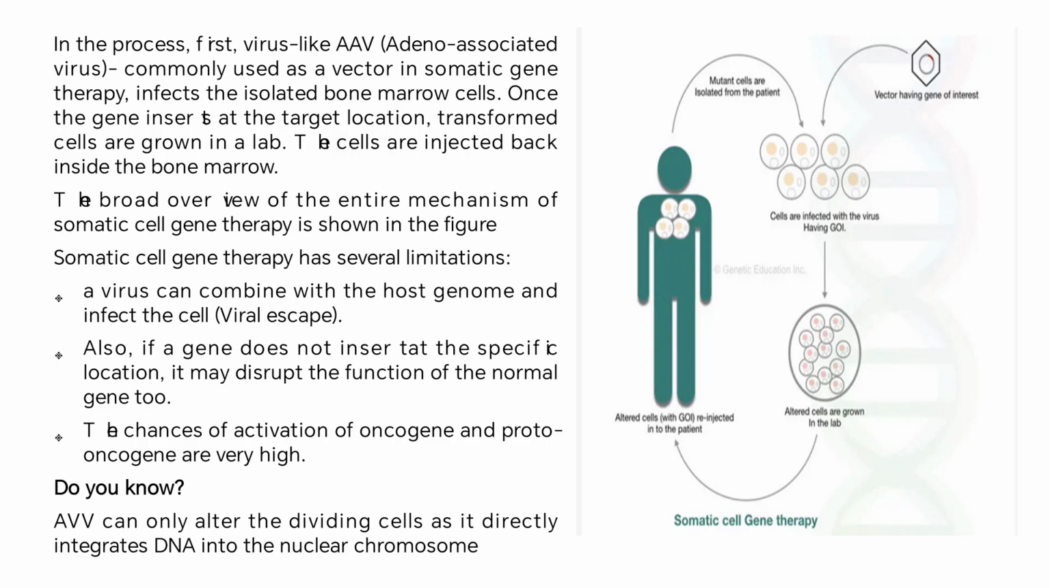Somatic cell gene therapy has several limitations. The virus combines with the host genome and infects the cells. Virus escape is also possible when we allow it to enter. And if the gene does not insert at the specific location, it disrupts other normal genes also. The chances of activation of oncogenes and proto-oncogenes are also very high when using AAV, that is, adeno-associated virus gene therapy.